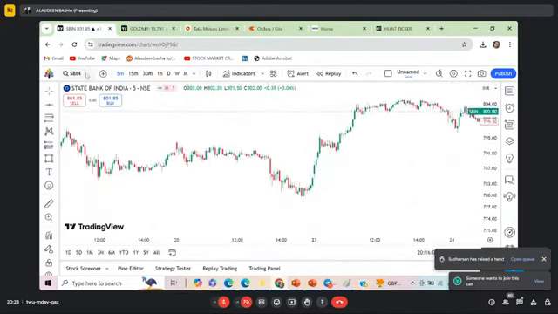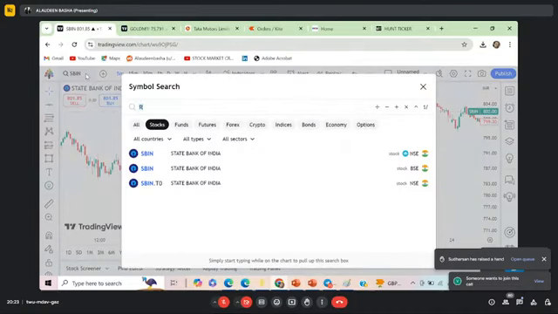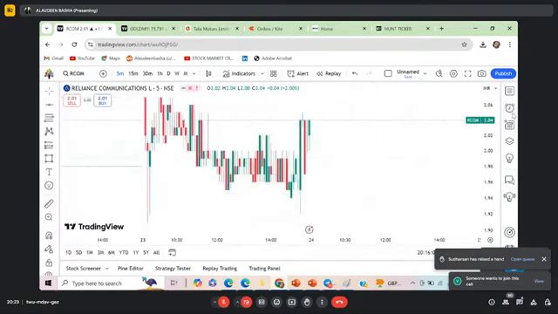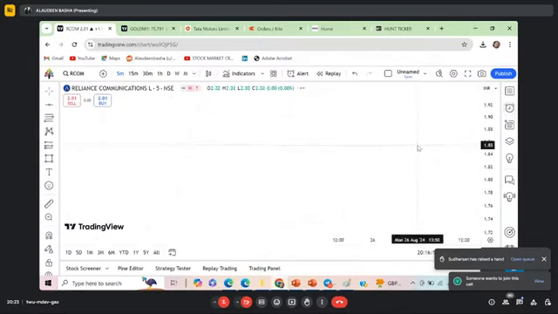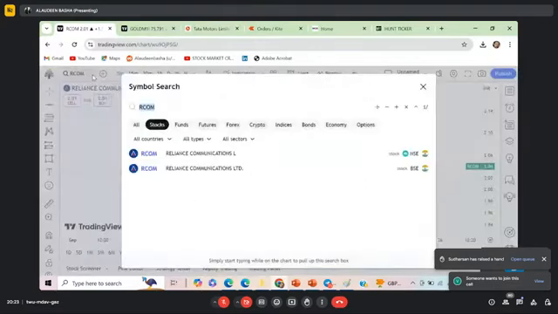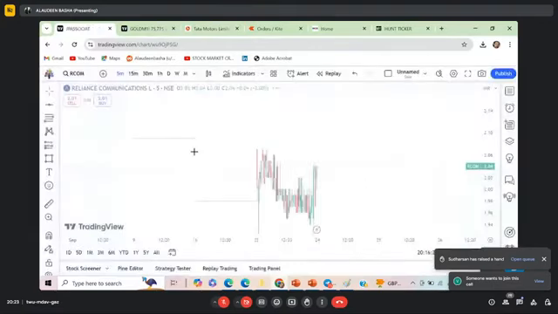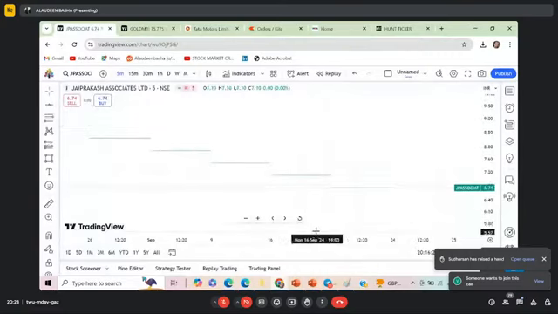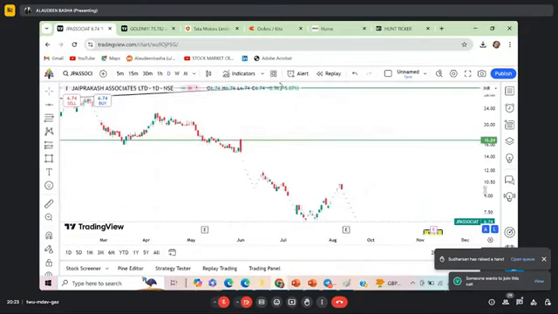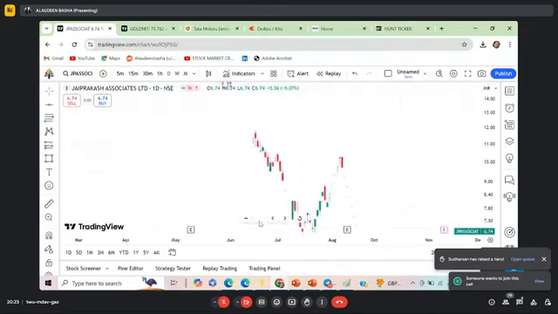For example, if you go with Orcom, now you can see this chart. You can see the gap. Similarly, you go for Jaiprakash Associates, JP Associates. These are penny stocks. Just see the chart. Go for the daily time frame also. You can see this difference.